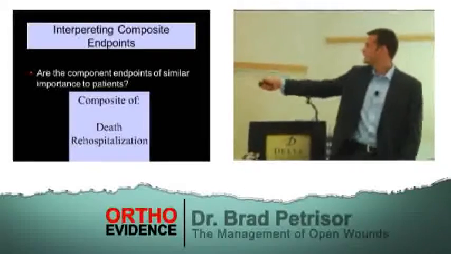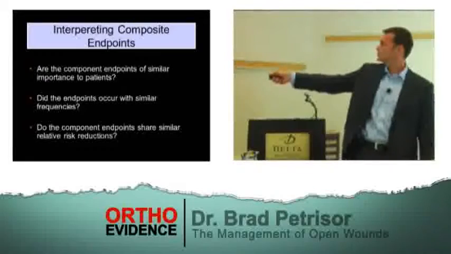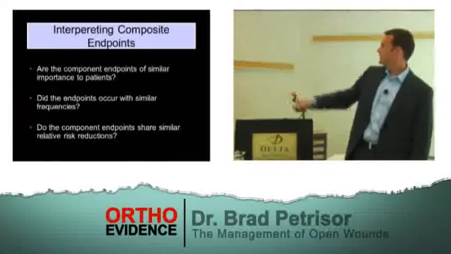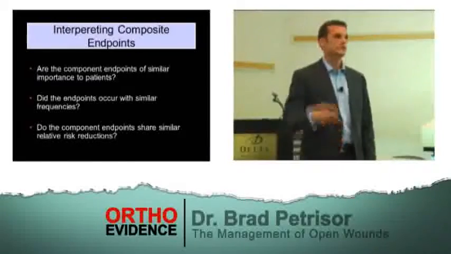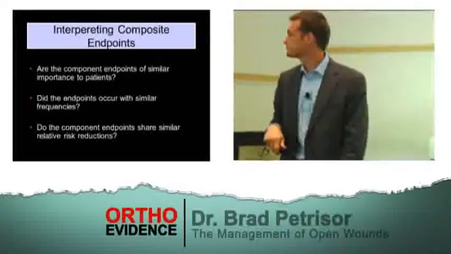And this is from the user's guides. Questions to ask when you're interpreting composite endpoints. Are the component endpoints of similar importance? Did the endpoints occur with similar frequencies? And do the component endpoints share similar relative risk reductions? Things to keep in the back of your mind when you're thinking about composite endpoints.